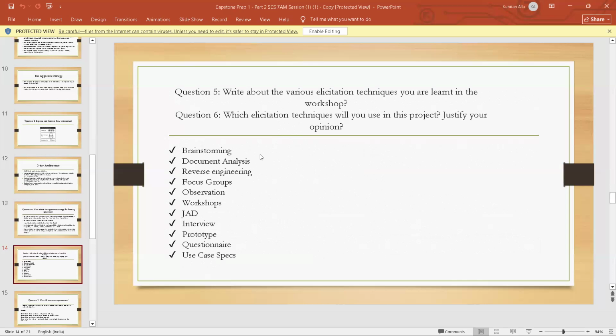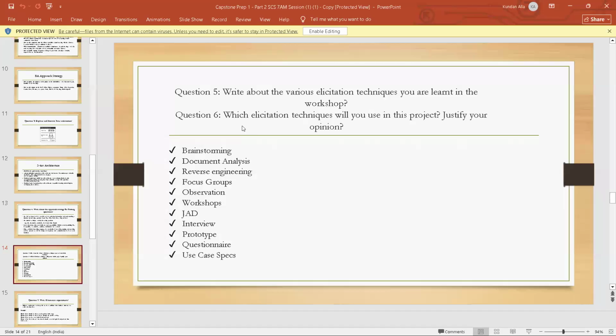Not all the elicitation techniques. And coming to the sixth question, here you need to write about the elicitation techniques which you have used in this project. So for question five, you need to write about the various elicitation techniques that you know. For the sixth question, you need to write the elicitation techniques that you have used in this project.